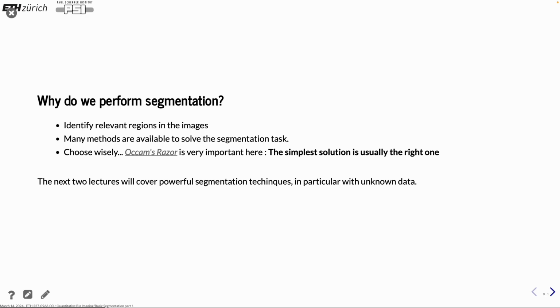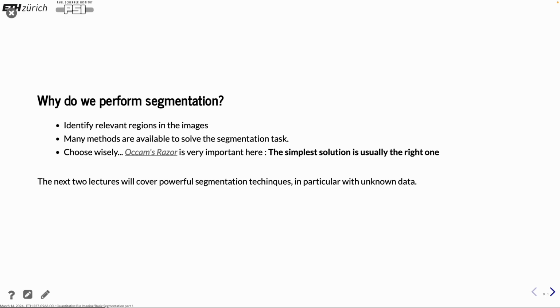The way to do it is often not very straightforward, but use the rule that simple solutions are usually the right one. Not always, but it's worth trying it, because the simple solutions, they are very easy to apply. If that is sufficient, well, go for it.